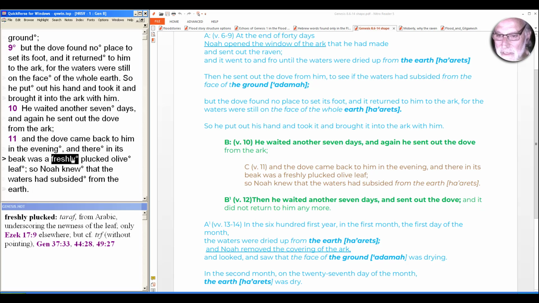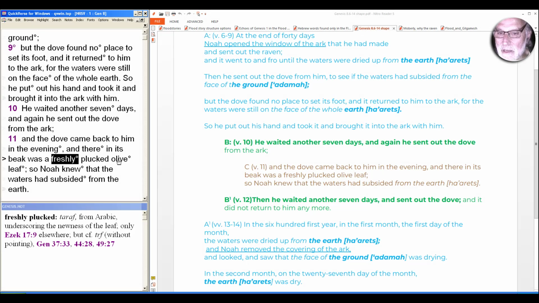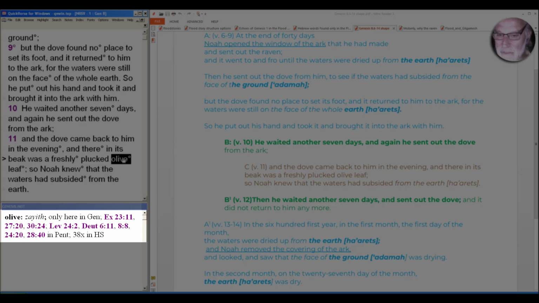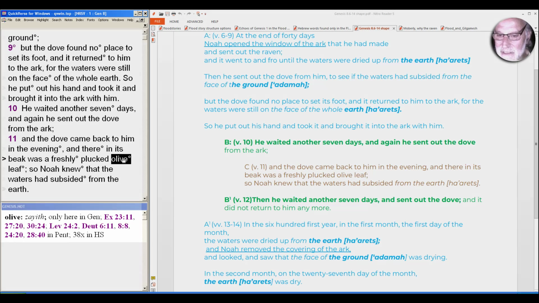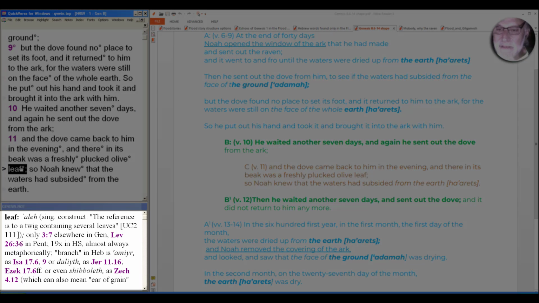A few things to look at there. The word for freshly plucked, taraf, which is from the Arabic originally, and it's only one other place in the entire Hebrew Bible, although there are a couple of variations on it. Olive, this is the first time olive, zayeth, is mentioned in the Bible, only here in Genesis, but 38 times olives are in the Hebrew Bible, and there are a lot of olives in the New Testament as well. But what it is, is a leaf, not a branch. So if we were picturing in your mind a dove with an olive branch in its mouth, that's not what we see here. We see an olive leaf.